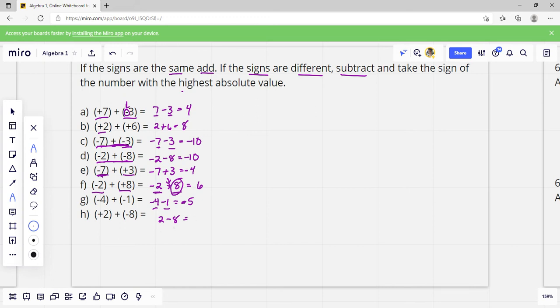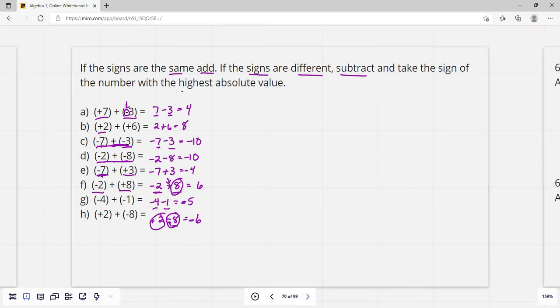Another way to look at it would be the signs are different, right? So this is a positive, that one's a negative, so we subtract. 8 take away 2 is 6. Which number is bigger, 2 or 8? 8 is. 8's the negative, so it's going to be negative 6, right? So we had $2. We wanted to spend 8, so now we had to borrow 6.